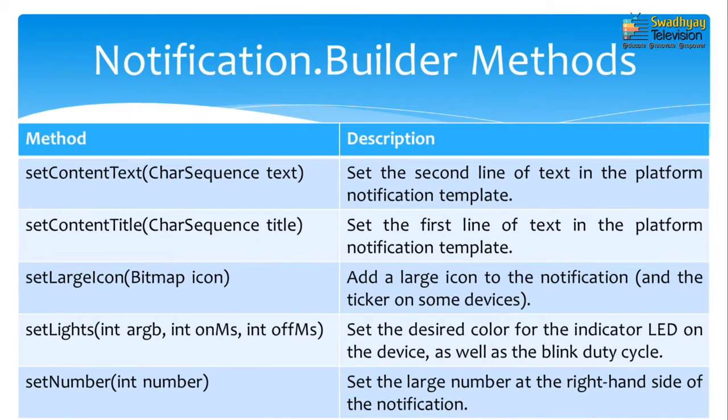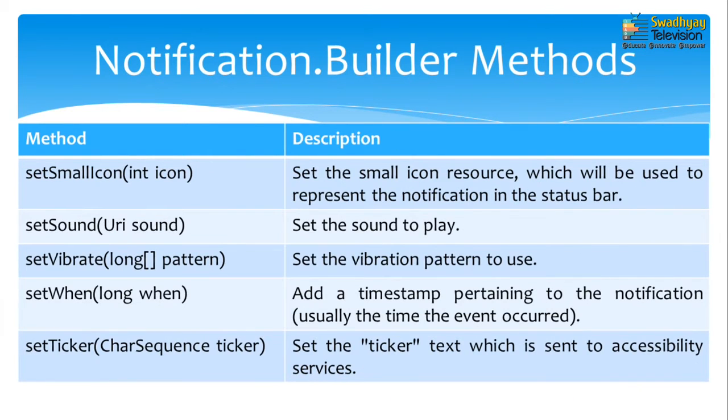Then we have a method called setNumber, which takes an integer argument and it sets the large number at the right hand side of the notification. Suppose we have the same notification, the first notification may be number 1 and the updated notification may be numbered 2. So, this number is used to identify the number of notifications. Then we have the setSmallIcon method, which works like setLargeIcon, but it represents your small icon.